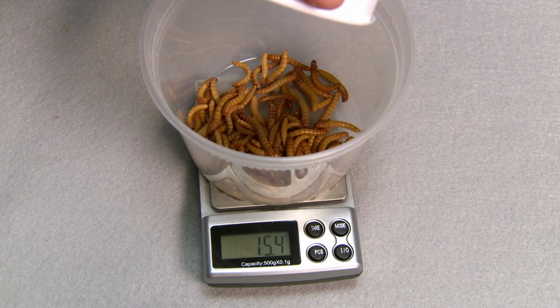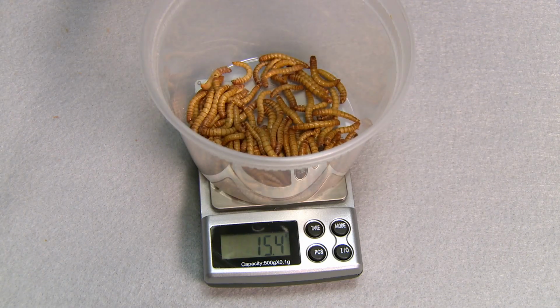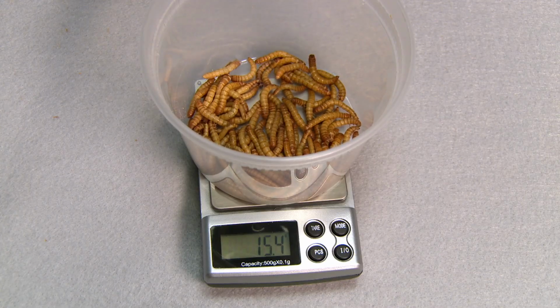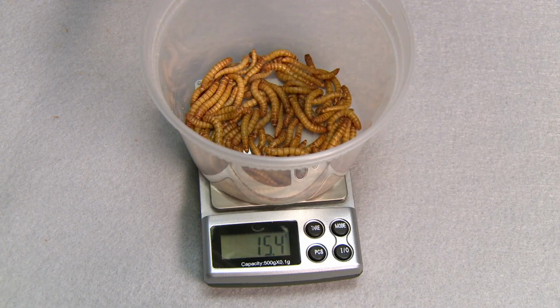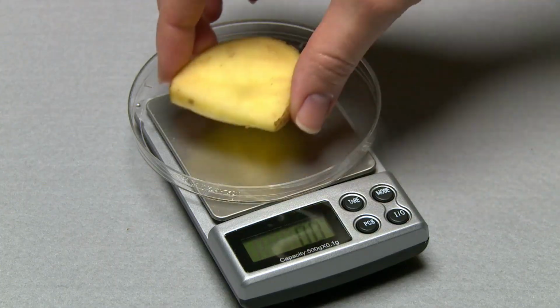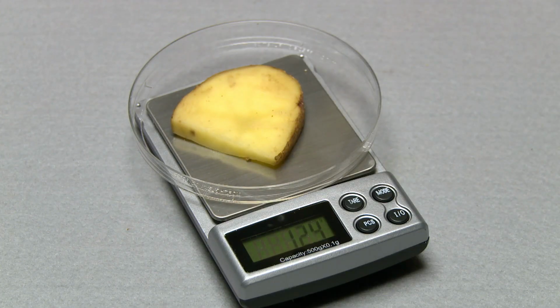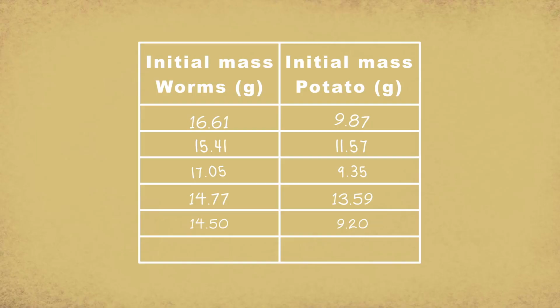We have the weight of the worms on our shoulders. What? Weight of the world? Never mind. We'll want to weigh all the worms and also the potato to fully understand the mass change. Well-balanced mealworms.